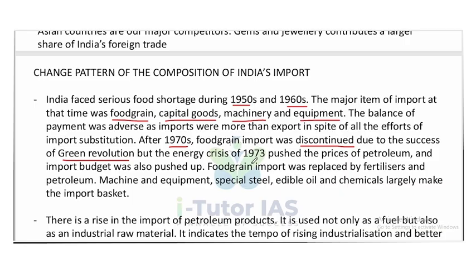But the energy crisis of 1973 pushed the prices of petroleum up, and the import budget was also pushed up. Food grain import was replaced by fertilizers and petroleum. Machine and equipment, special steel, edible oil and chemicals largely make up the import basket.